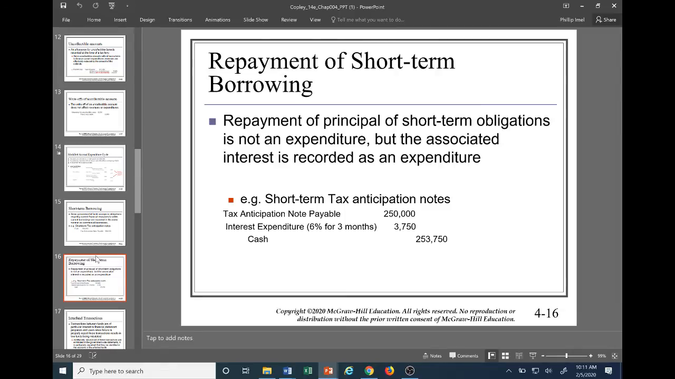So when we borrow short-term anticipation notes, where do we record it? Is it going to be in the government-wide statements or within the actual governmental funds? Remember, short-term, right? Governmental. Right, because it's the current financial resources measurement focus. So we record it within the actual governmental fund because we know we're going to pay it back within that current period. When we repay the principal, we just debit it right back with the principal that we borrowed, and then we incur an expenditure with the interest, right? So we're good on that.